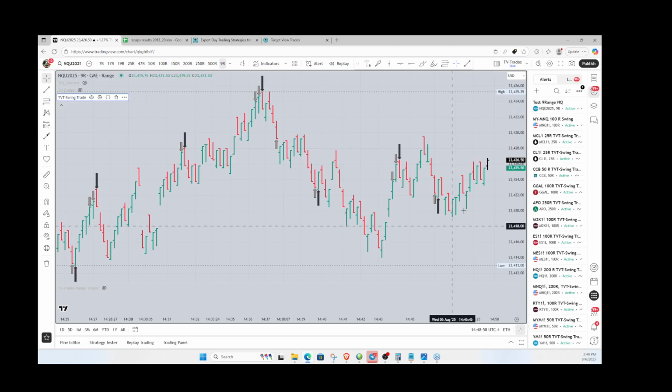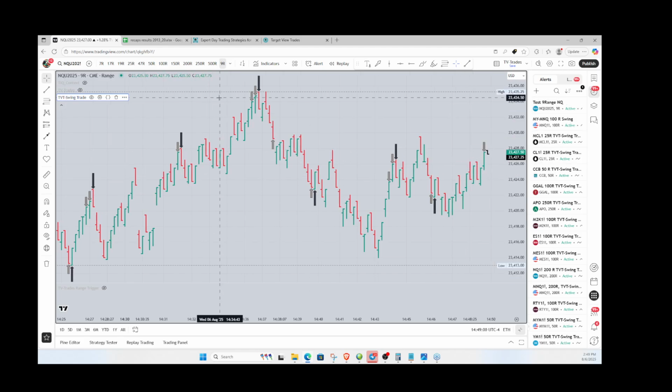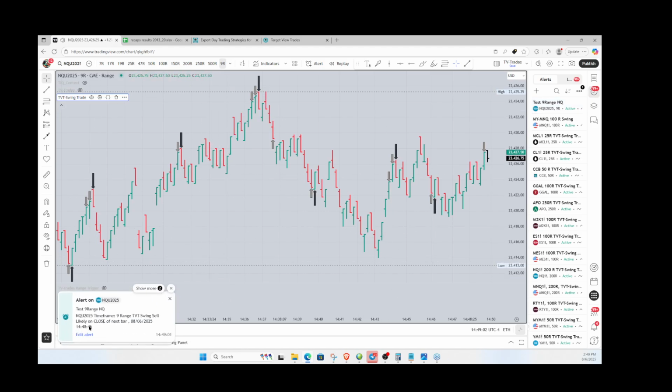Okay, so we should get a message in here. Test 9 range NQ. Whenever it triggers, it's going to pop up over here. There it is right there. Okay, so you see what it said right here? Swing sell likely on close of next bar. So you get the gray one right there, and it popped up the message that said the close of this bar is likely to give you a trade. Okay, that's the alert right there, the whole thing. So I just created the alert, and you get to see the alert as it comes up. So if we do get a down close, or if you get an up close, it's probably going to give you another alert that says the close of the bar after that.